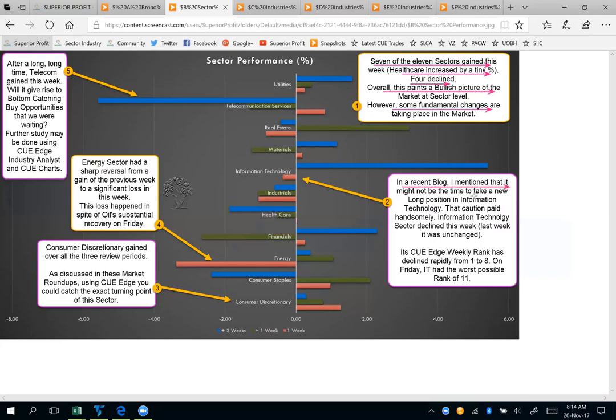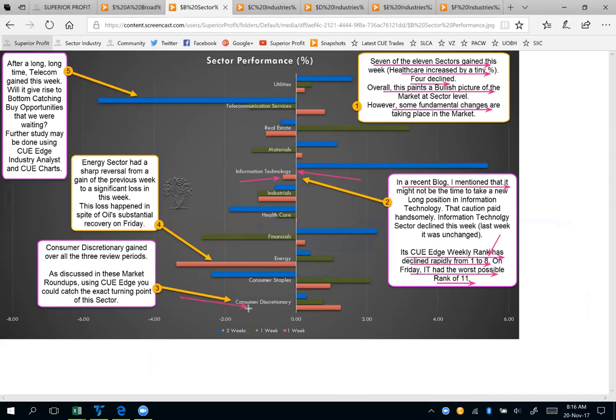In a recent blog, I mentioned that it might not be the right time to take new long positions in information technology sector. That caution paid handsomely. In the previous week, information technology sector was unchanged, and this week it turned negative. QH ranking for information technology sector declined very rapidly from 1, the best performing rank, to 8, one of the worst performing ranks. In fact, on Friday, information technology had the worst possible rank of 11.